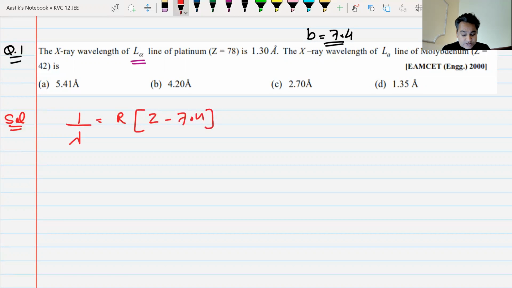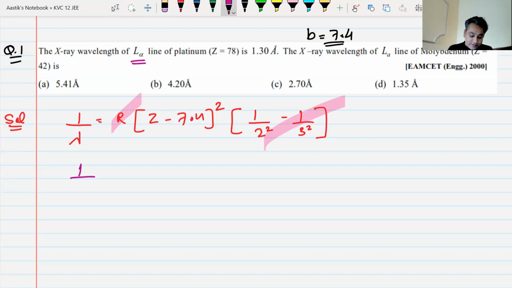Remember, 7.4 wala question should not come. This is the only question I got from the previous year, so I am telling you, into 1 by, for L alpha series, N1 is 2 and N2 is 3. Now this is constant for both the metals, whether you talk about platinum or molybdenum. So this and this are same. So I can straight away write that 1 by lambda is proportional to Z minus 7.4 square.